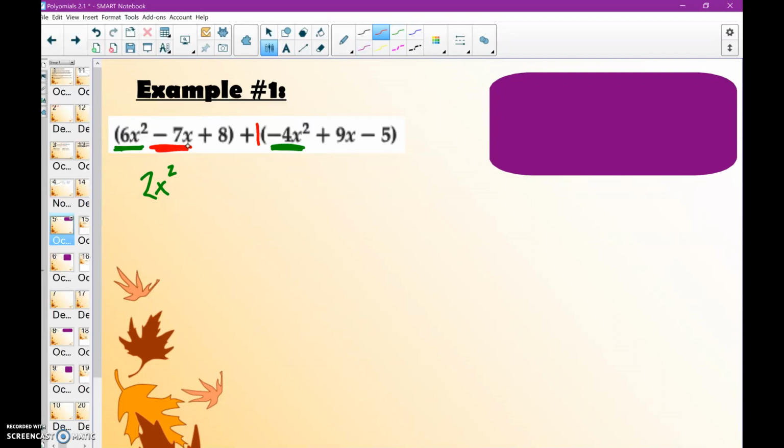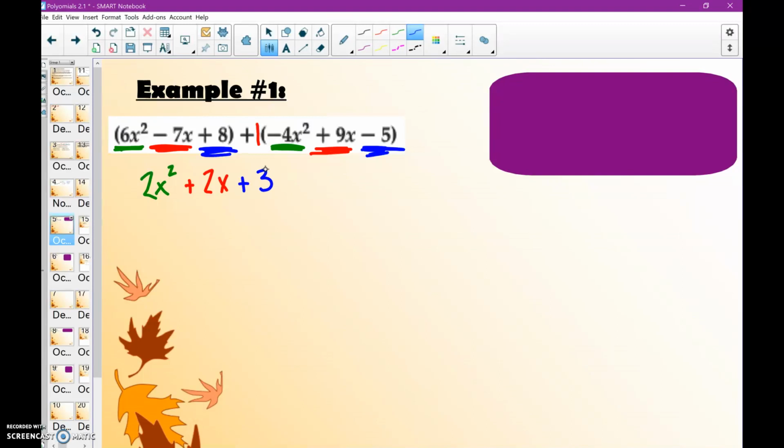Next, we've got negative 7x. What has an x attached to it? That'd be the positive 9x. What's negative 7 plus 9? It's also positive 2. And again, it's just x, no x squared or anything like that. Just combine the coefficients. And then last we have our constants. So that's 8 and negative 5. Well, those put together make positive 3.